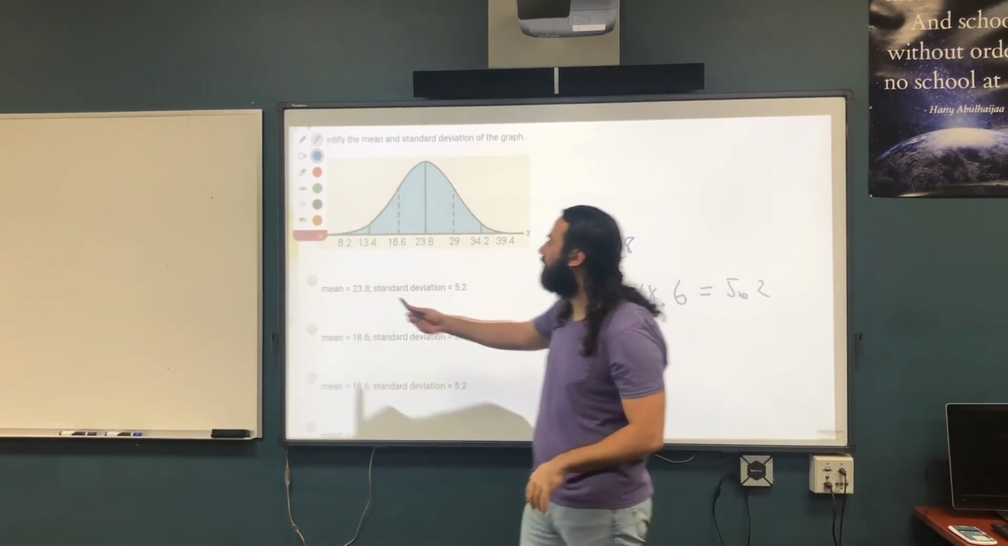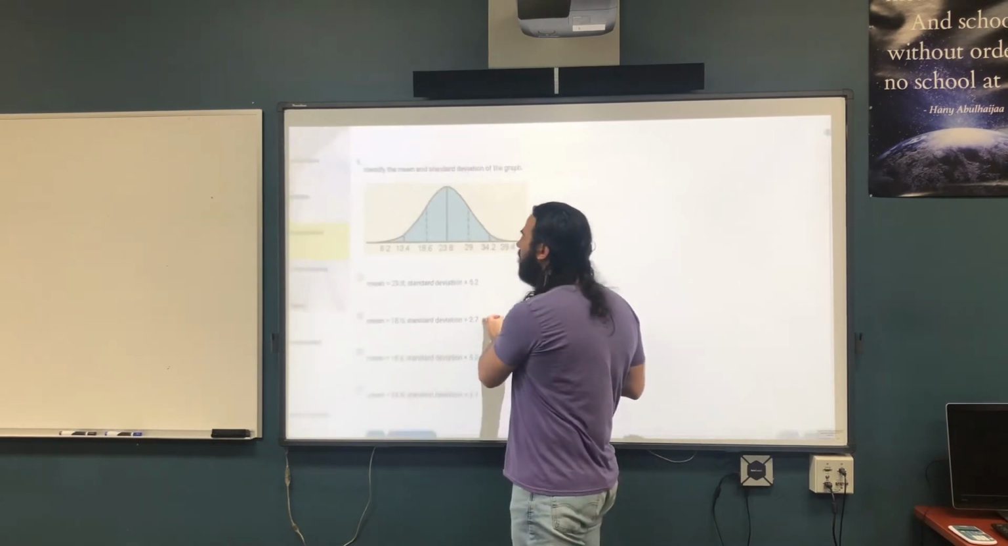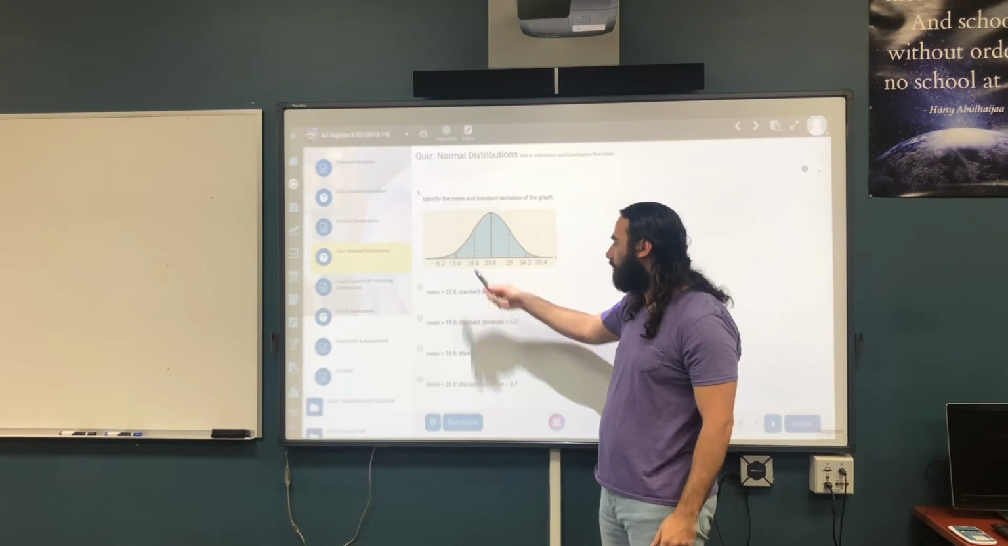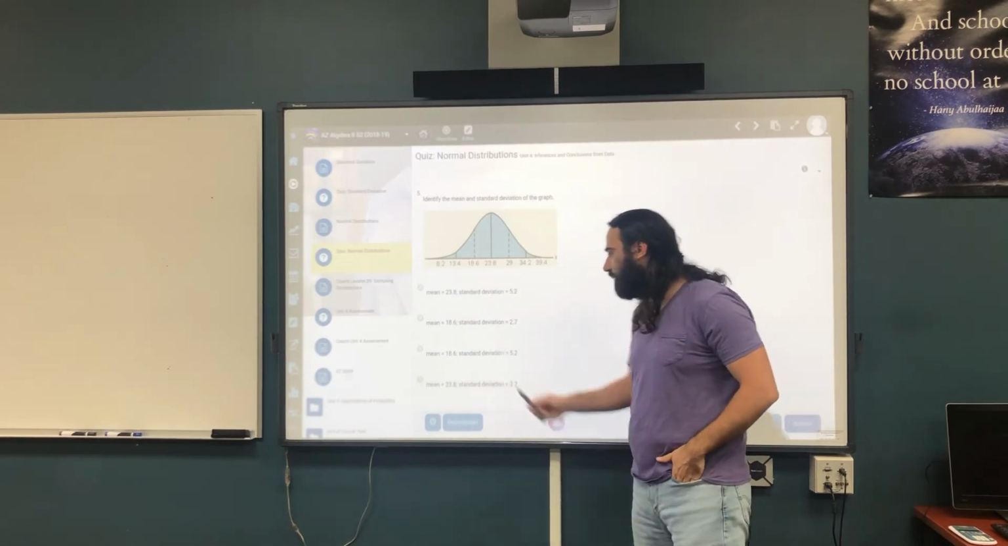This is one of the easiest questions you can find. Again, you can subtract any two numbers you want. Subtract these two numbers, these two numbers, these two, as long as they're next to each other.